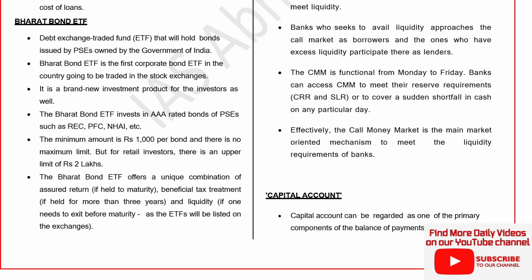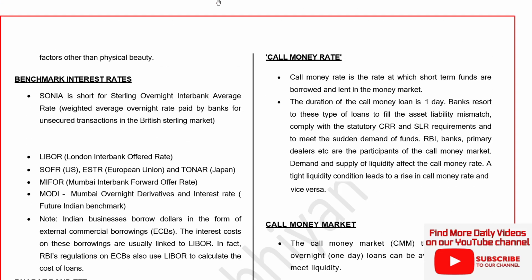The minimum amount is rupees 1000 per bond and there is no maximum limit. But for retail investors, there is an upper limit of rupees 2 lakhs. Bharat Bond ETF offers a unique combination of assured return if held to maturity, beneficial tax treatment if held for more than 3 years, and liquidity if one needs to exit before maturity, as the ETFs will be listed on the exchanges.